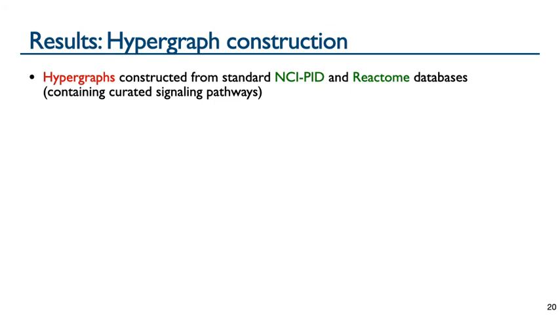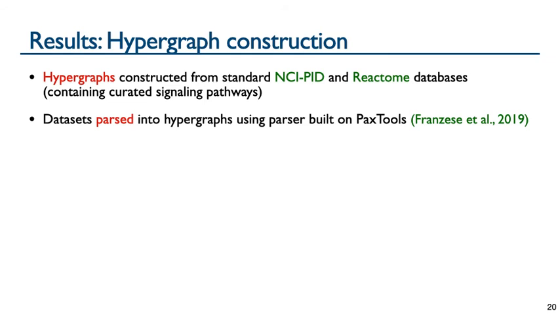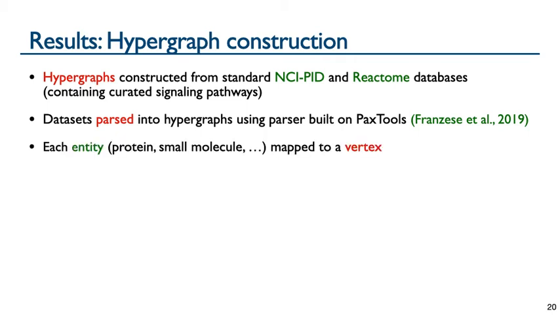To determine the quality of our heuristic in practice, we constructed hypergraphs using human-curated signaling pathways from standard pathway databases, NCIPID and Reactome. We parsed these datasets into hypergraphs using a parser from Francesi et al., which was built on PAX tools. We map each entity, be it a protein or small molecule, to a vertex, and we map each instance of that entity to a different vertex, so the same protein in different cell compartments or with different post-translational modifications is represented by a different vertex. We then also map each reaction to a hyperedge.